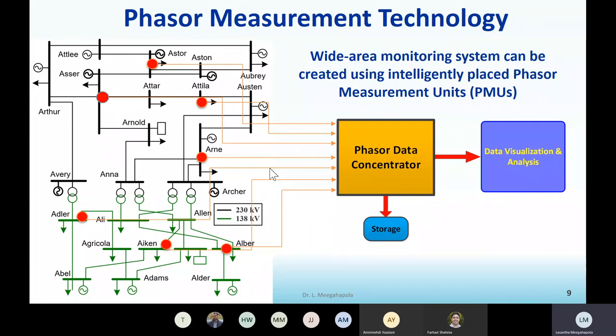So there are, in fact, a lot of advantages of using the PMU technology for accurate stability monitoring as well as control. Nowadays, most of the time, rather than just visualizing and analyzing the data in real time, this data is even used for control purposes as well. For example, you can develop algorithms to control various devices in real time to tackle the system oscillations.